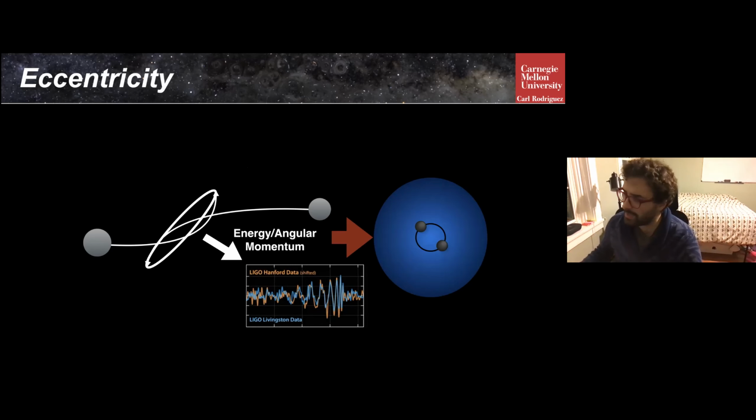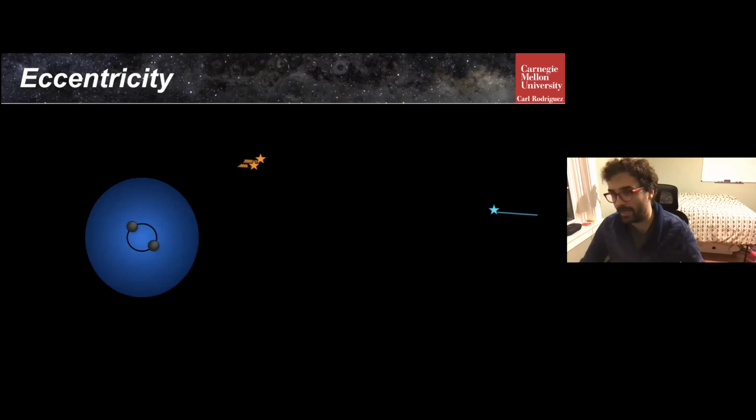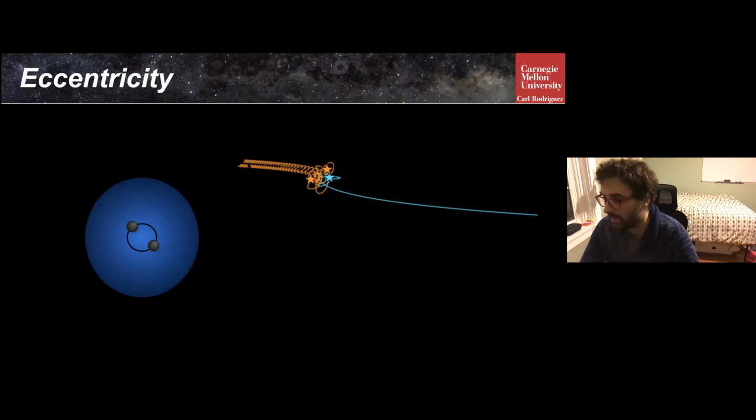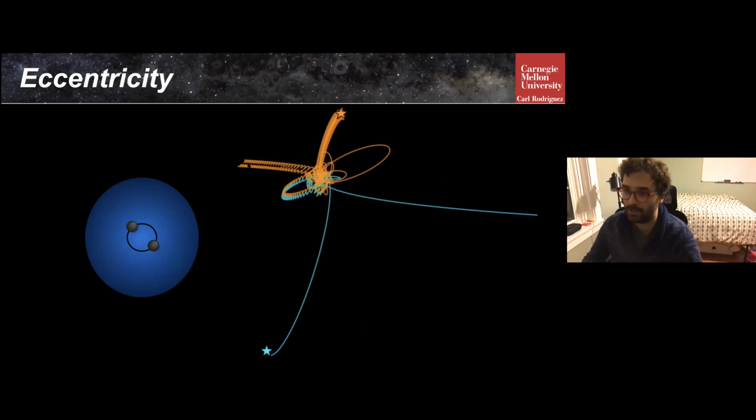And so to show you what I mean by that, I'm going to play the same movie that I had before, the same three-body scattering, but this time I've added relativistic corrections to the equations of motion. Specifically, I've added pericenter precession, but I've also added the 2.5 PN relativistic correction, which essentially allows for radiation reaction from the system.